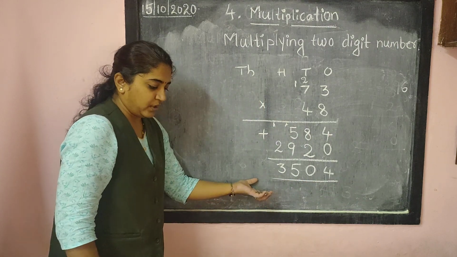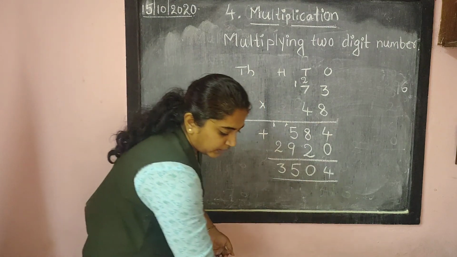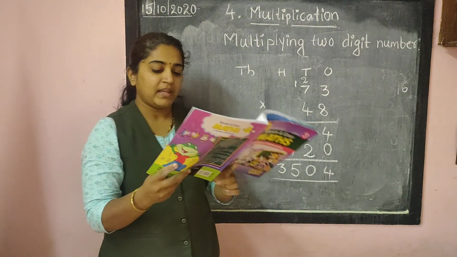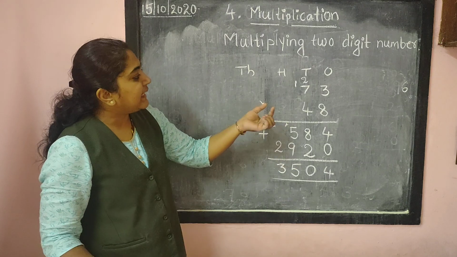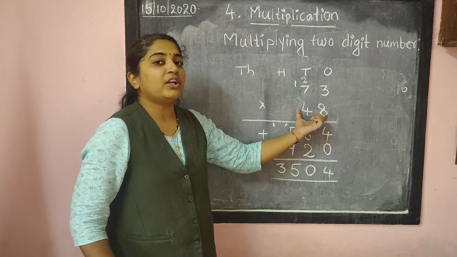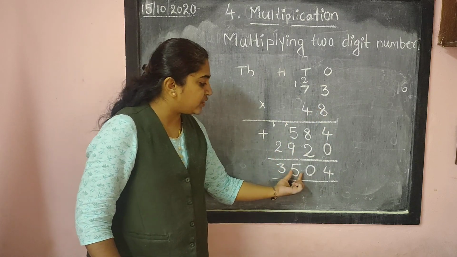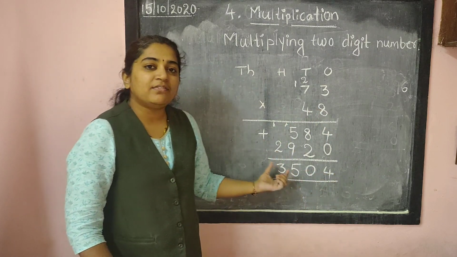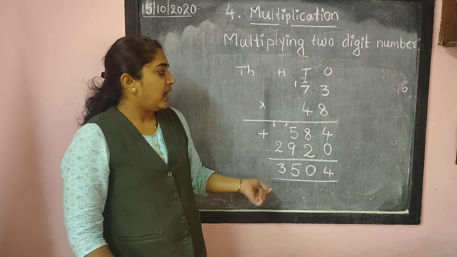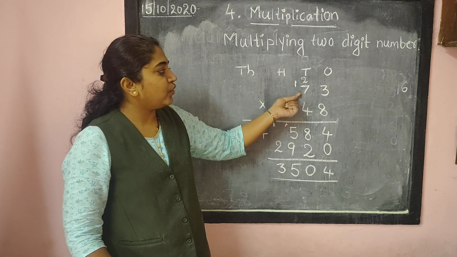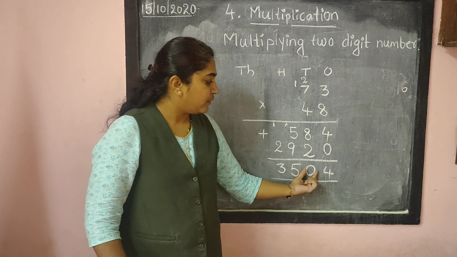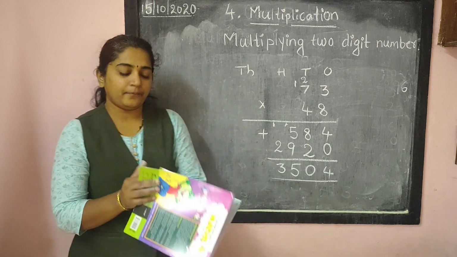So remember, one important note: whenever you multiply a 2-digit number with a 2-digit number, the product can be at most a 4-digit number. It will not exceed a 4-digit number. See how it is: if you are multiplying a 2-digit with a 2-digit number, the product is at most a 4-digit number.